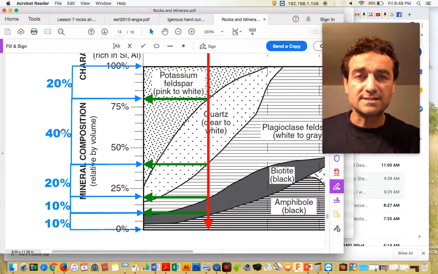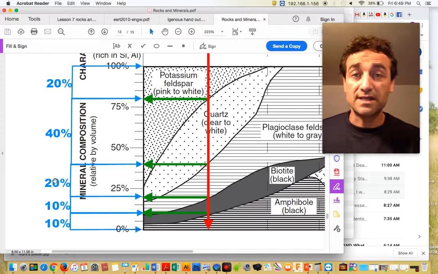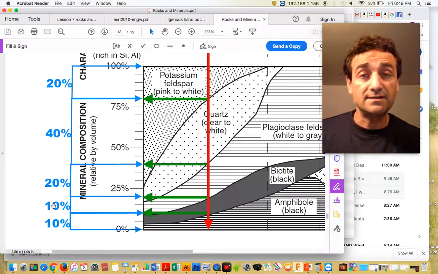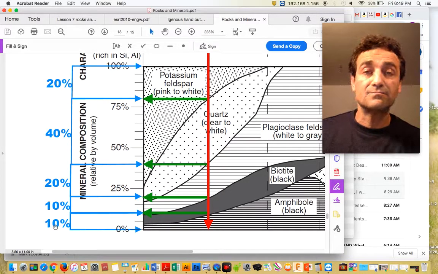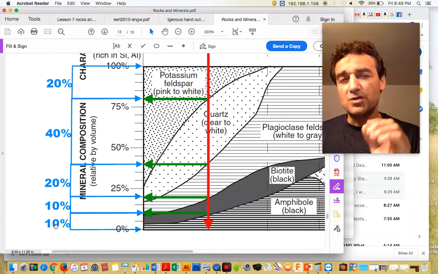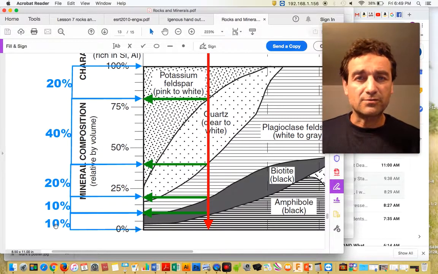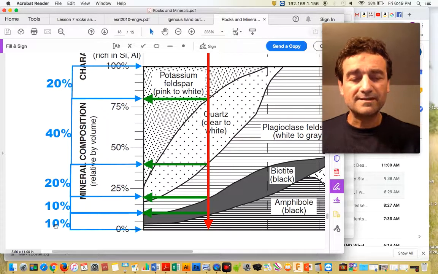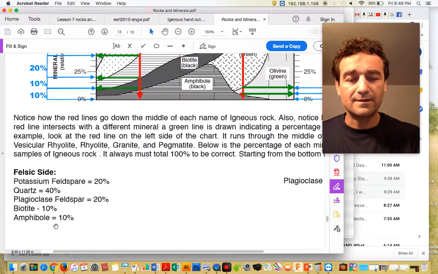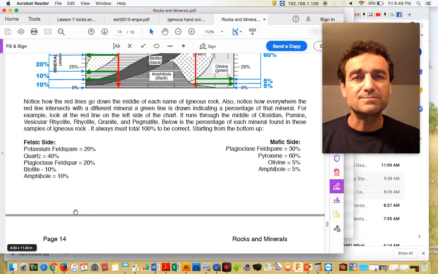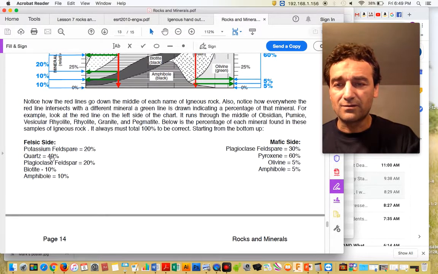20 plus 40 is 60. 60 plus 20 is 80. 80 plus 10 is 90. 90 plus 10 is 100. Good. So you can do that and feel like you've done it right if it all adds up to 100. Okay? And then down here at the bottom of the chapter page, I put down those percentages.